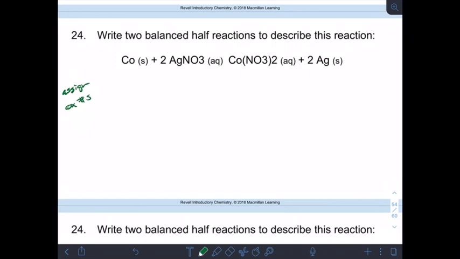Okay, so we have cobalt is a solid metal, so it gets a 0. And then on the right, we have silver solid, that gets a 0. Those are the easy ones to pick out. Okay, on the left-hand side, there should be an arrow in the middle here. On the left-hand side, we have silver nitrate, so 2 silver nitrate. The nitrate, that whole piece, will equal a minus 1. So that means my silver is going to be a plus 1, right? And on the right-hand side, cobalt nitrate, each of those nitrates will be a minus 1, so I get 2 of them. That means that my cobalt has to be a plus 2.